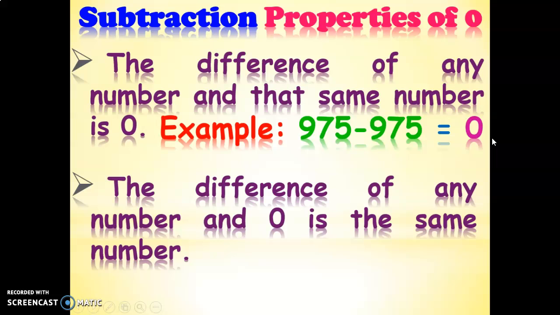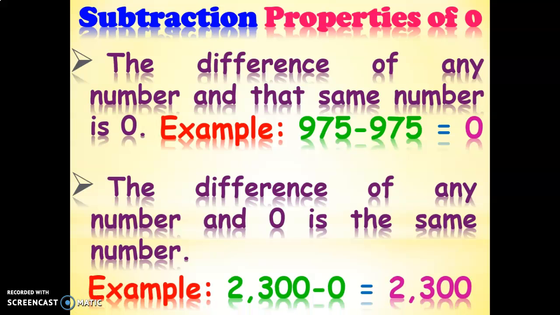For the next property, it tells us that the difference of any number and 0 is the same number. So if we try to answer 2,300 minus 0, the answer is still 2,300. This is since 0 means nothing or it doesn't have any value. So the answer will be that same number.